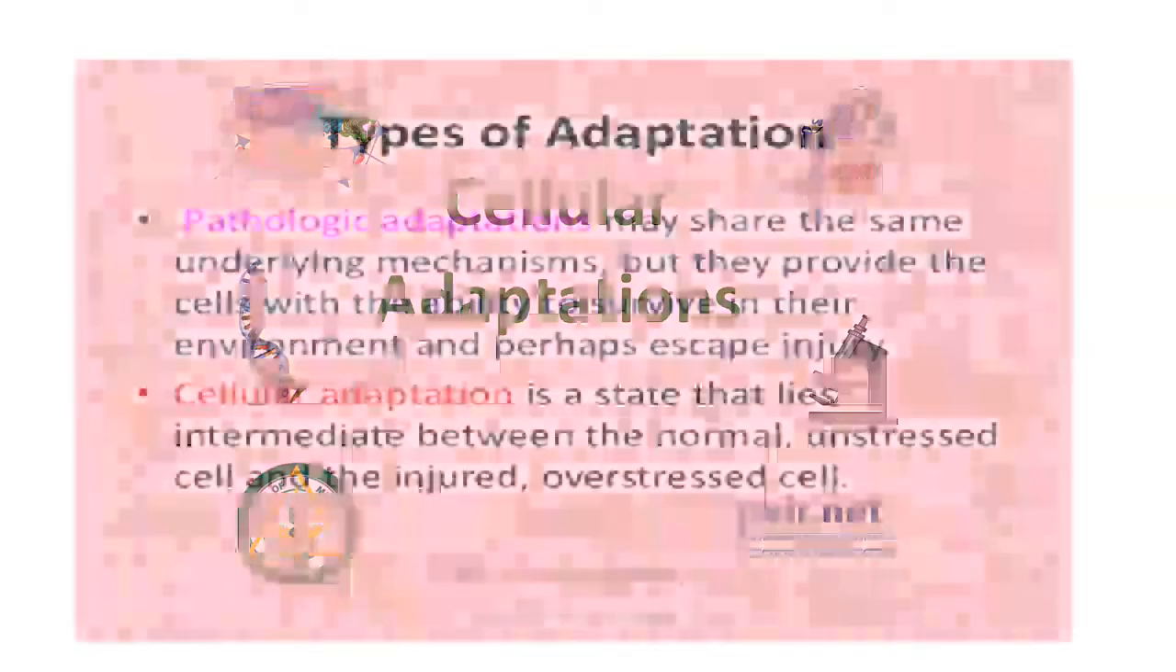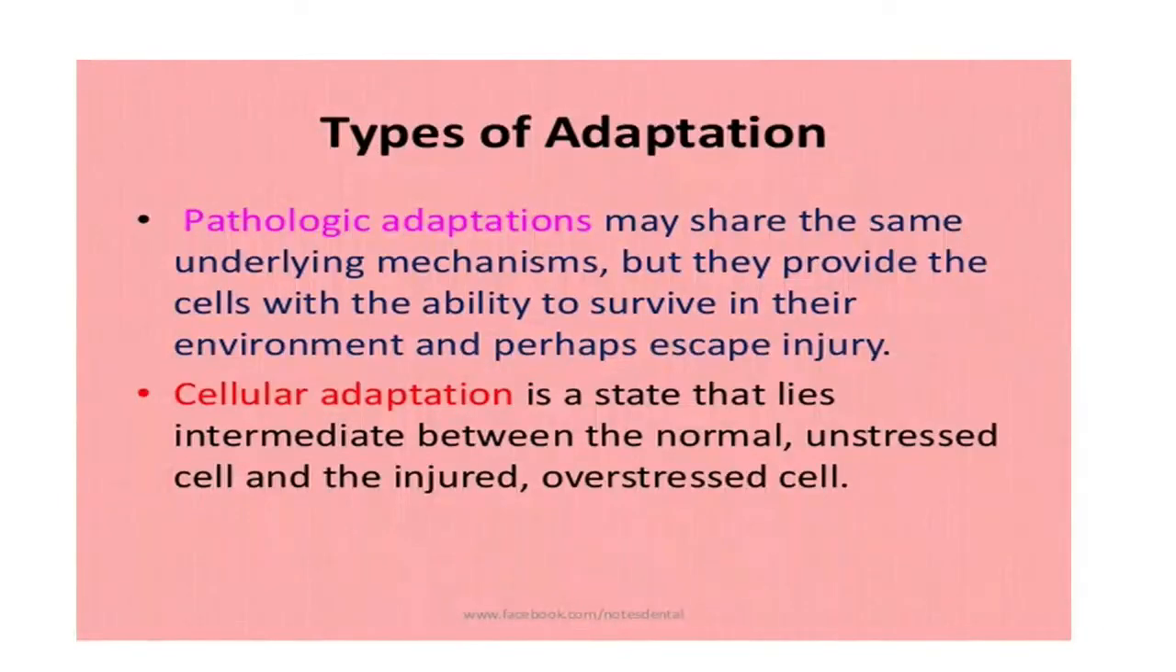So types of cellular adaptations. We can have two main types: pathologic adaptation and cellular adaptation. But what we are coming to talk about is cellular adaptation. Pathologic adaptation may share the same underlying mechanism, but they provide the cells with the ability to survive in their environment and perhaps escape injury. So with pathologic adaptation, that is what happens. They provide the cells with the ability to survive in their environment regardless, and perhaps by that provision, they may be able to escape injury.